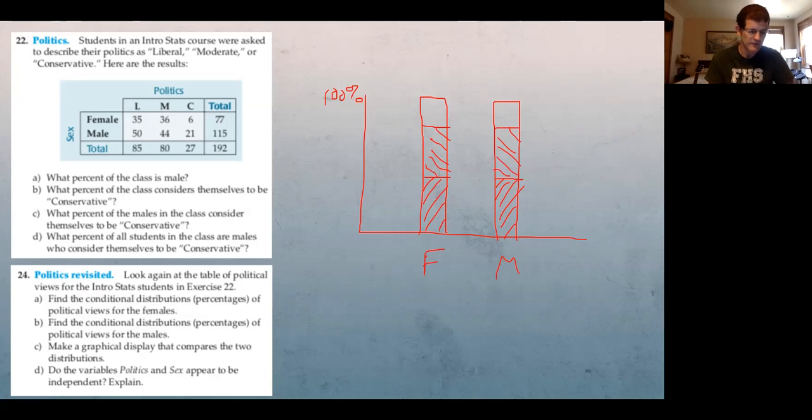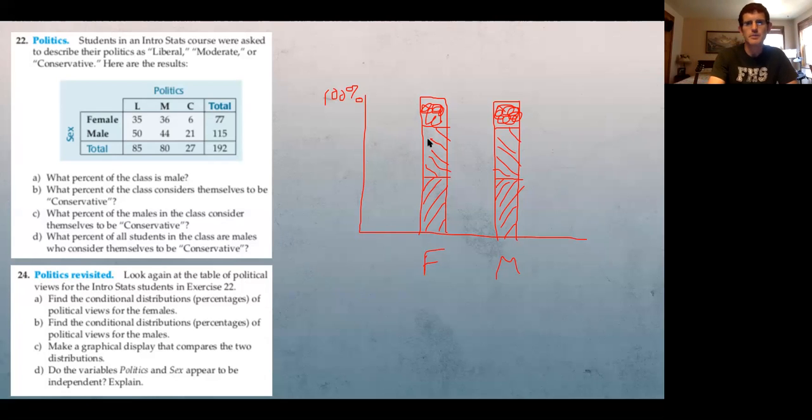Okay, and then for the top, that should be the leftover, will be the conservatives. So I'm using different notation, symbology for each one. And so creating that isn't difficult, not too bad. But the last bit, do these appear to be independent? And here's what you're looking for.